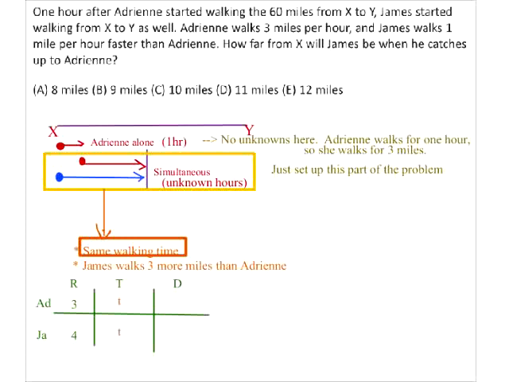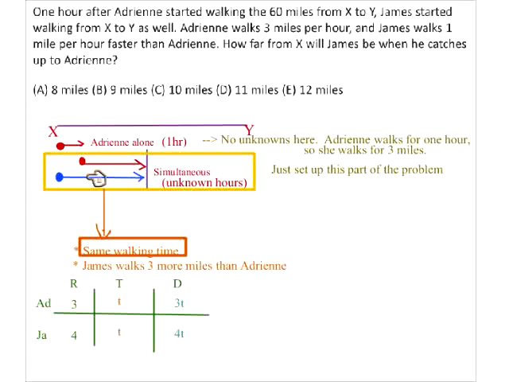That makes this 3t and 4t. It's the same walking time because this is when James starts to walk, and then they're walking together until James catches her. So this is all happening at the same time. If two things happen at the same time, then they take the same amount of time.